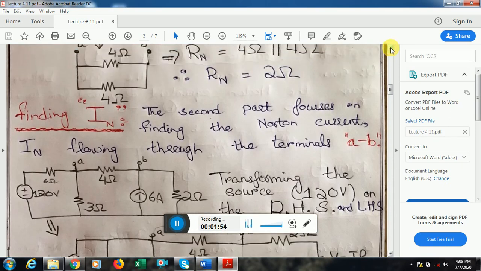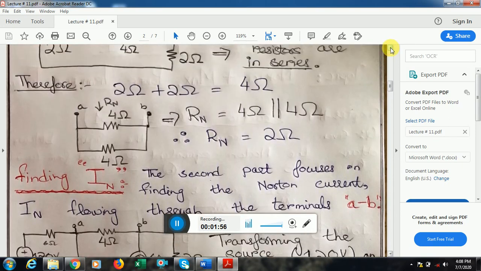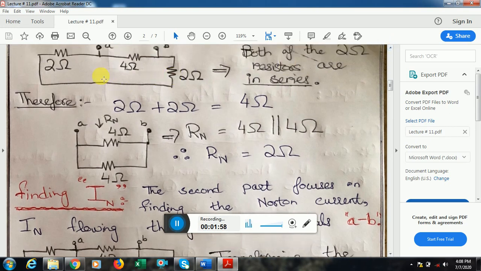Now the 2 ohm is in series with this 2 ohm, so we get a series equivalent of these two resistances. And now across the terminals A, B, there's a 4 ohm resistor, and these two resistors sum up to become 4 ohm. So these two 4 ohm resistances are in parallel, so their equivalent would be 2 ohm.